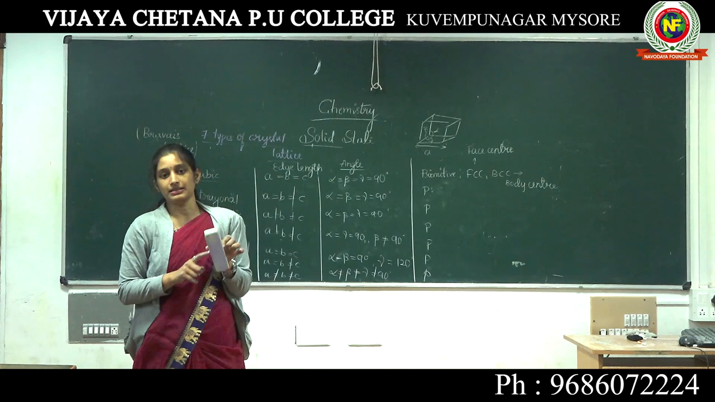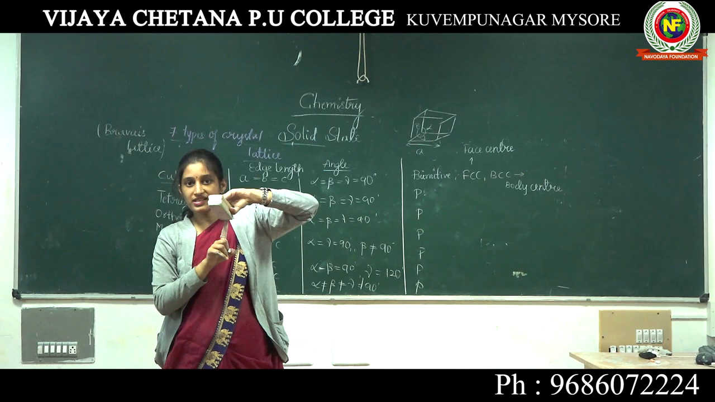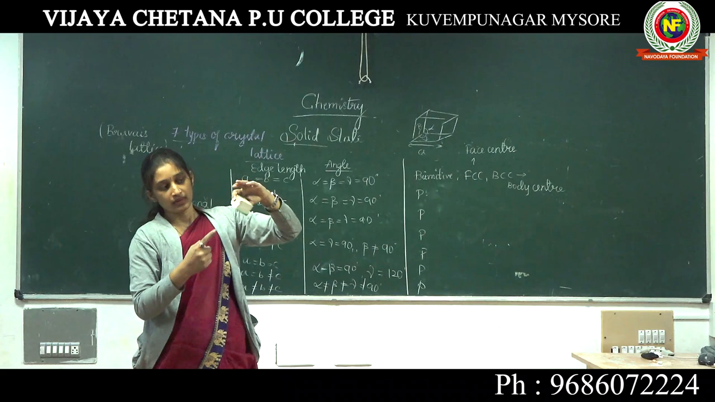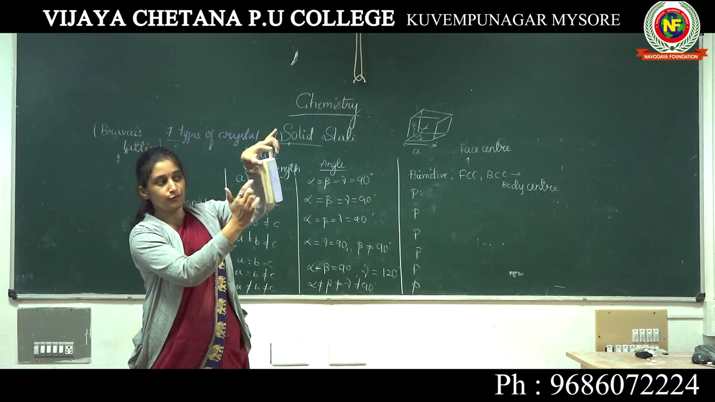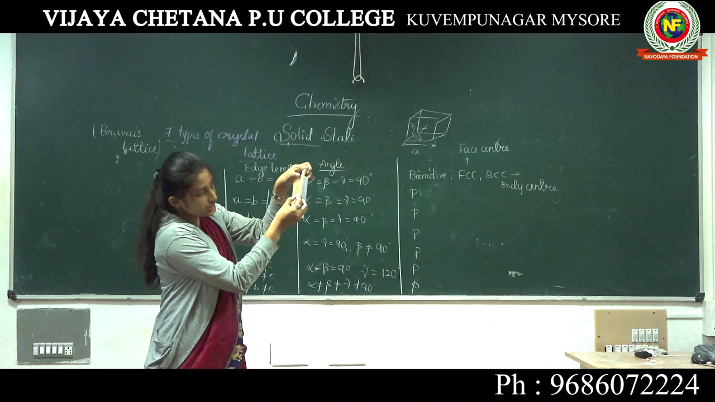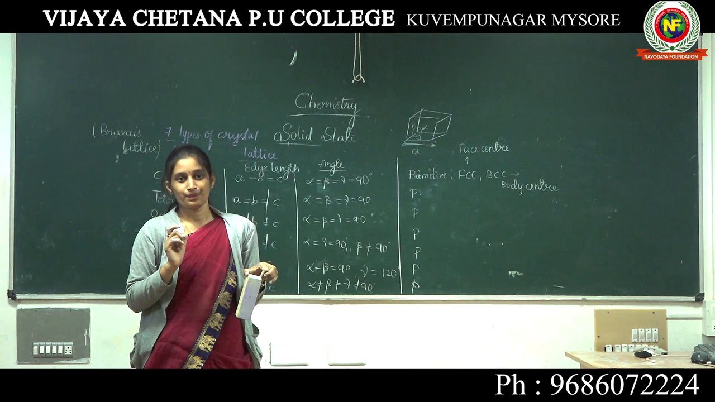Now, FCC, face center. This is one face. Face number one, face number two, face number three, its opposite face number four, face number 5, face number 6. Total how many faces are there? 6 faces. Each face center contains one atom. So, 6 atoms. Is it clear now?